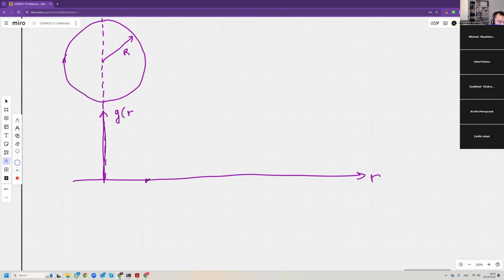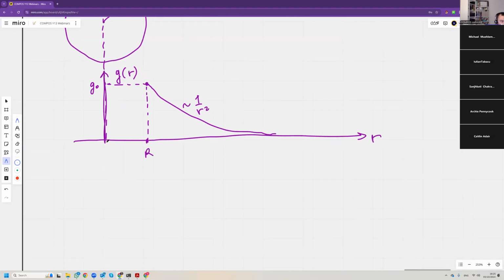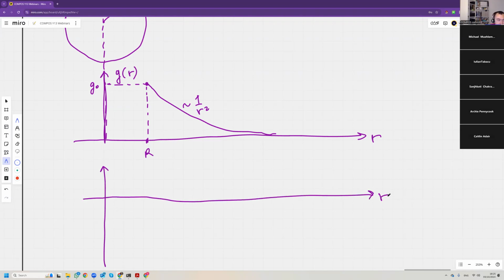Then this is the radius of the planet, and at this point, gravitational field is this. That's the gravitational field on the surface of the planet. Let's call it G0. And then it changes like inverse square. So proportional to 1 over r squared. That's easy. Now if you do the gravitational potential, the gravitational potential is a scalar, and it's negative, which is also important.